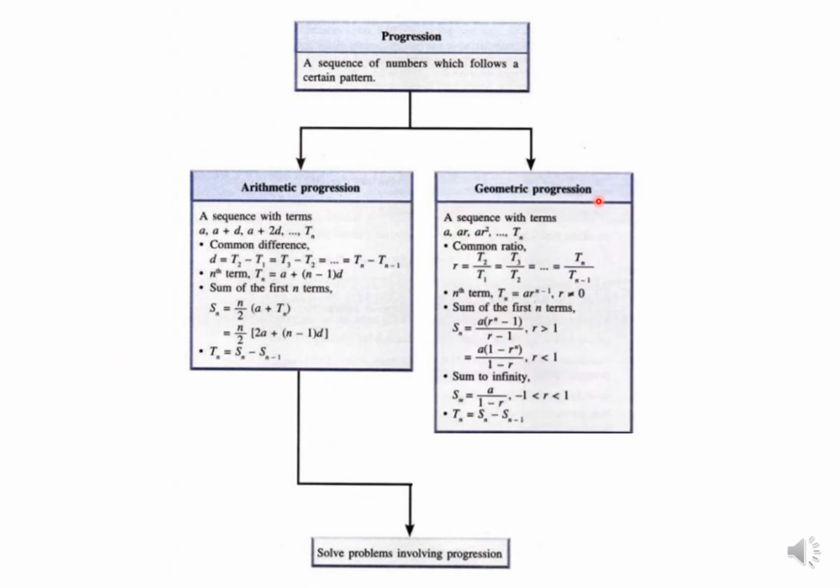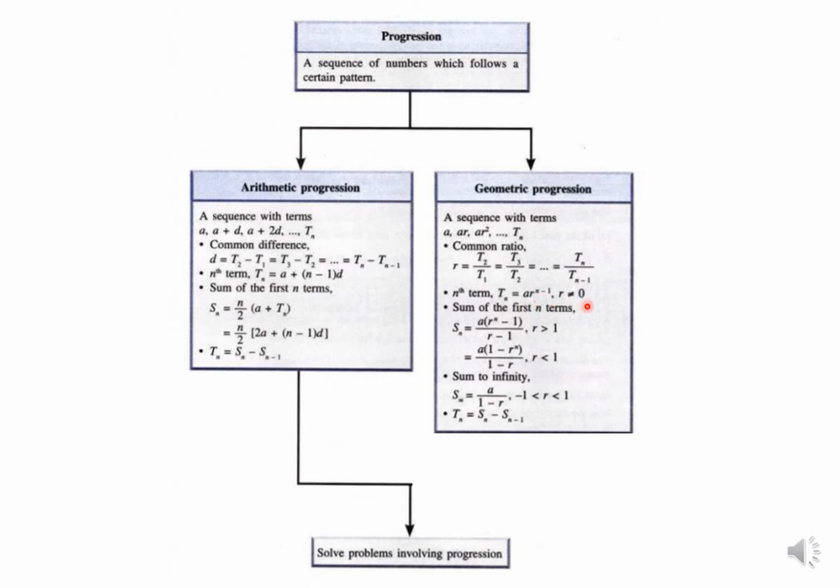For geometric progression, a sequence with terms A, AR, AR squared, and continue till n terms, the common ratio R is given by second term divided by first term, or the third term divided by the second term, or it can be simplified as Tn over Tn minus 1.